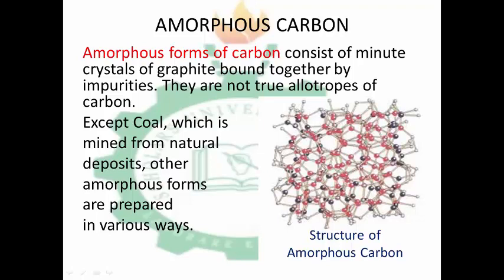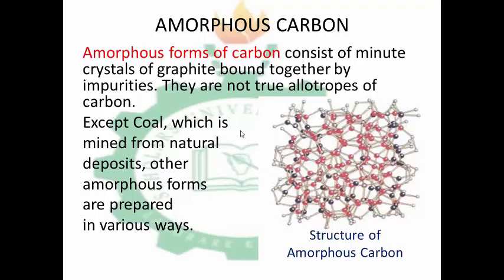In fact, you can hardly establish the shape of this amorphous carbon. So this is how a typical amorphous carbon appears under X-ray. So the amorphous carbon consists of minute crystals of graphite, and they are bound together by impurities. So they are not true allotropes of carbon anyway. That's why we say that they are non-crystalline allotropes of carbon.